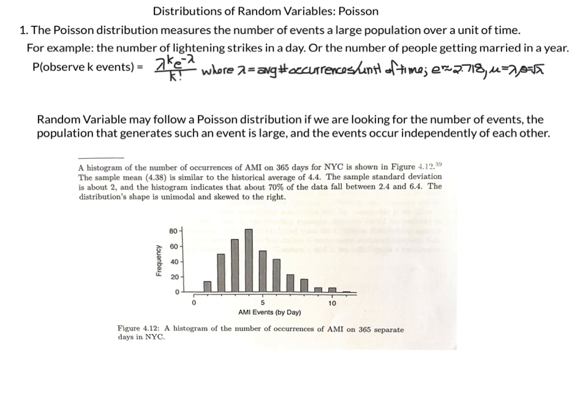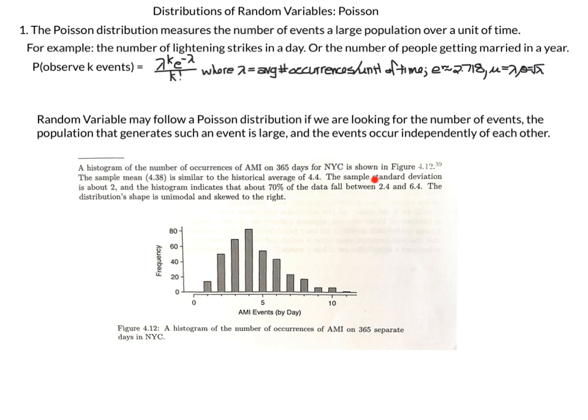The conditions for checking whether a random variable has a Poisson distribution: one, we're looking for the number of events, where the probability that k events occur in a period of time. The population that generates such an event is large, and the events occur independently of each other.